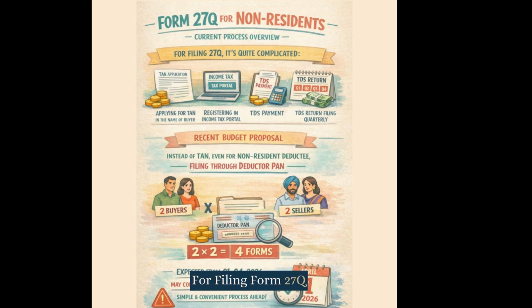Filing Form 27Q in case of a non-resident is quite complicated: applying for TAN in the name of the buyer, registering it in the income tax portal, TDS payment, and quarterly TDS return filing. However, in the past budget it has been proposed that even in case of a non-resident deductee, instead of TAN, filing can be done through the deductor's PAN. This has not yet been made operational; it might come after 1/04/2026.